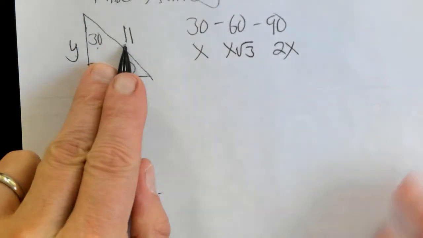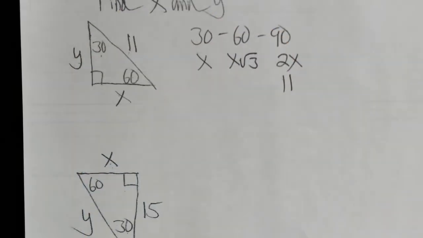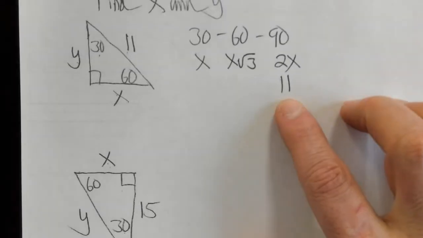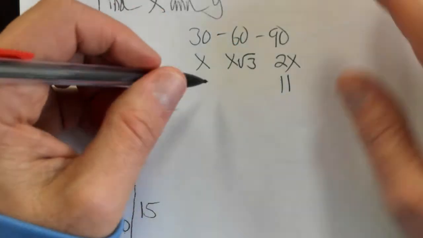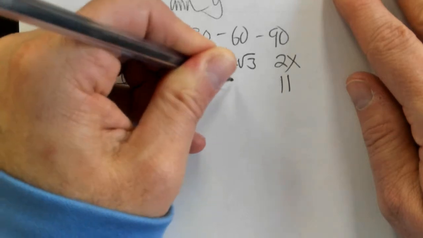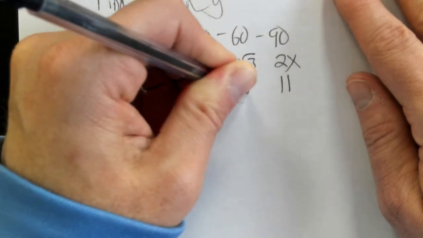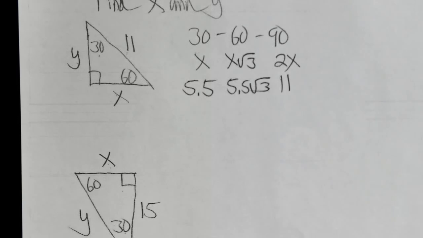So where does 11 go? Which column? 11 is across from the 90. It goes in the 90 column. And so 2x is equal to 11. Now this time when we divide this out, it's not going to be a whole number, but that's fine. What's 11 divided by 2? 5.5. So what goes in for x? 5.5. And in the middle column, 5.5 square roots of 3. And that's just fine.